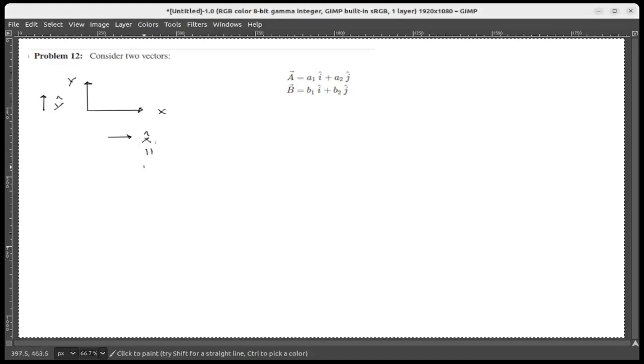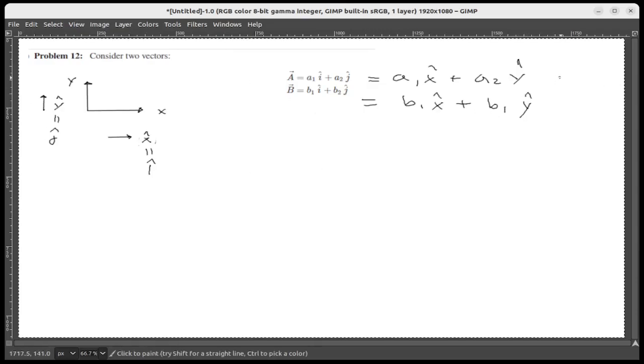And here, this is equivalent to I hat. And this one is equivalent to J hat. So they have these other names for them. I hat is equal to x hat, and J hat is equal to y hat. And these are just a convention. So this could also be written as A1 x hat plus A2 y hat. And this one could be written as B1 x hat plus B2 y hat.